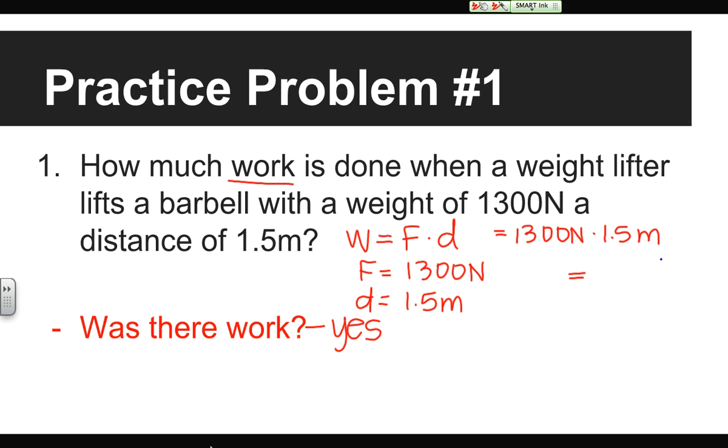Next, we can plug our values in. Grab our calculators. I'll give you guys a second to put that into your calculators. So we have work of 1,950. Remember, our unit for work is joules. Just like with our last chapter, these units don't cancel well, so you're gonna want to memorize those 3 units. Okay, let's try our next problem.